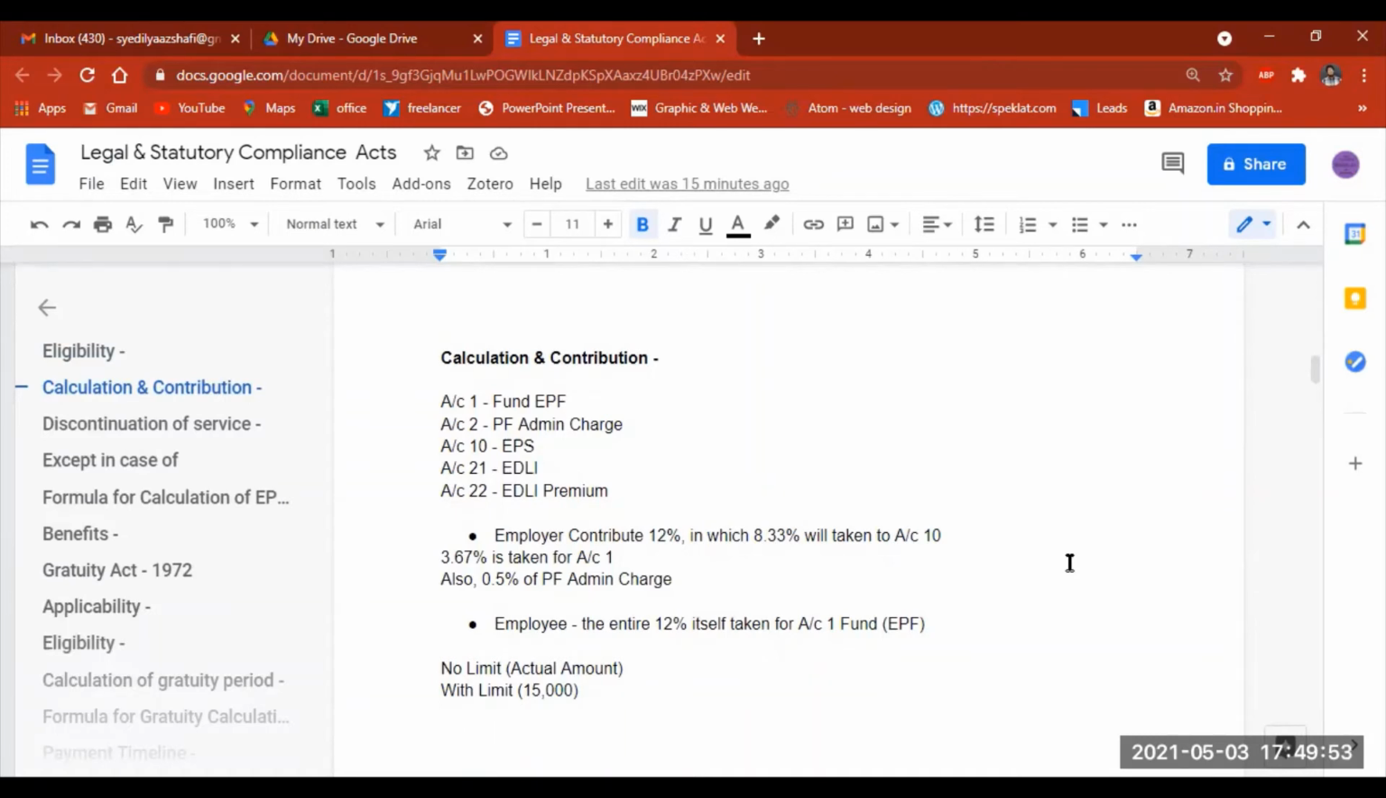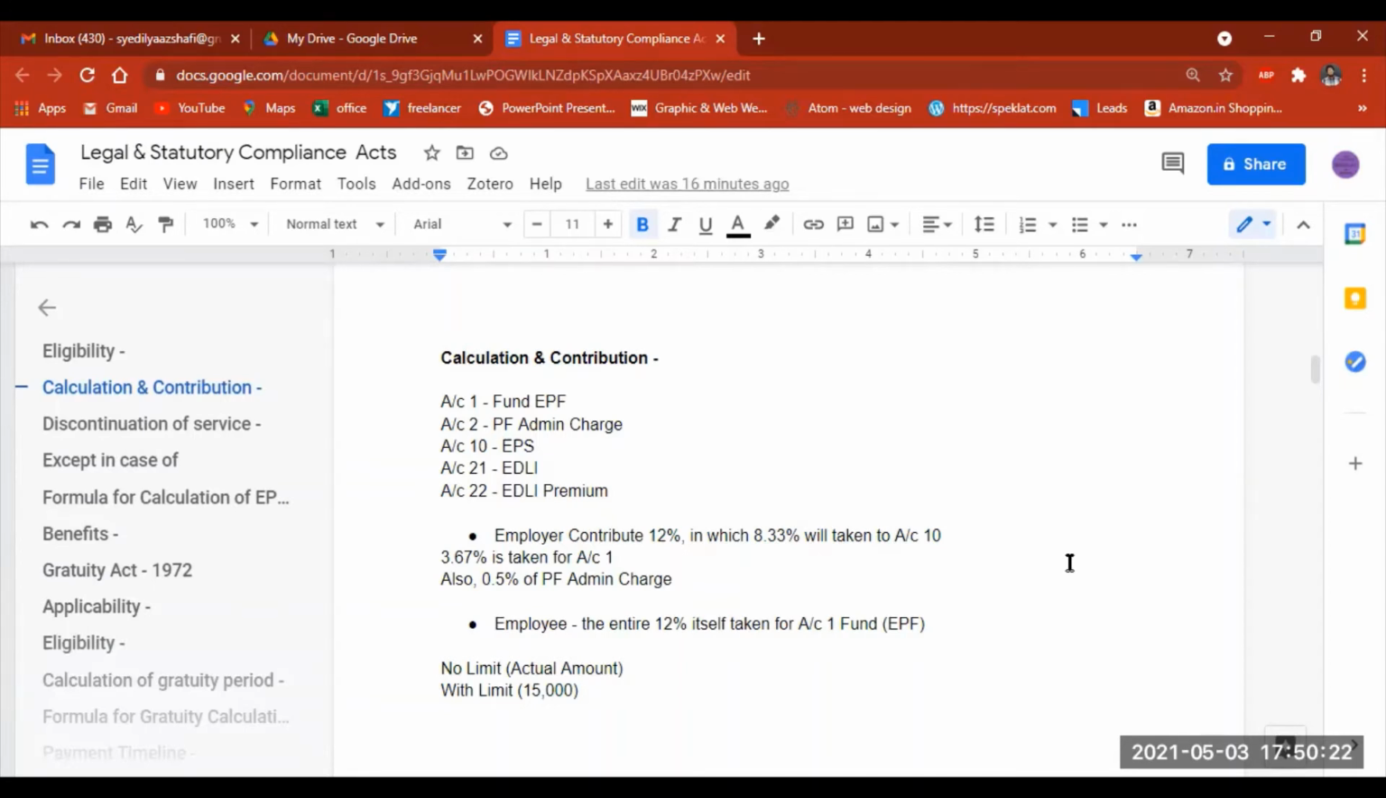Basically, what we do here, we consider this calculation and contribute in different accounts: Account 1, Account 2, Account 10, Account 21, Account 22. For each of these accounts, we have different names. Account 1 is called the fund, that is the Employee Provident Fund. So we contribute a percentage of the employee's monthly earning salary into this account.